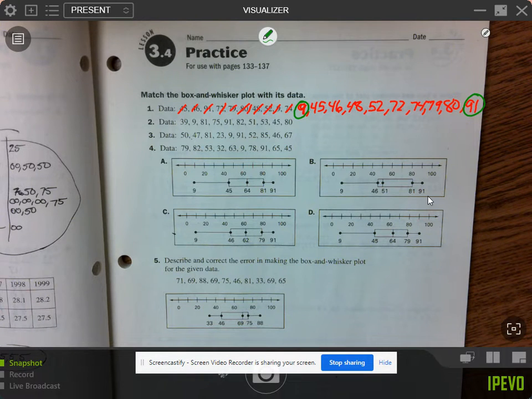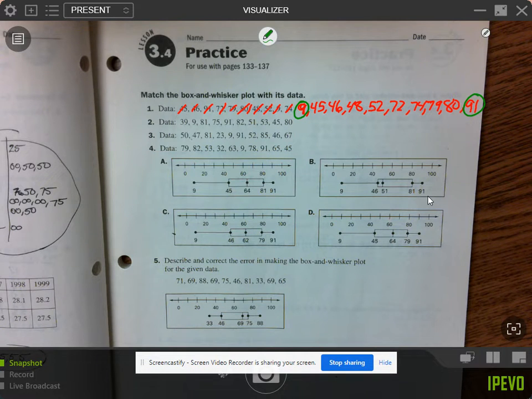On some of the Khan Academy exercises that I was helping kids with yesterday, we noticed we could immediately rule out one of the letters because the extremes didn't match up. So match up your extremes first. On this, they all go from 9 to 91. So we can see those box and whiskers all go from 9 to 91. So that didn't help us. So now we're going to find the median.